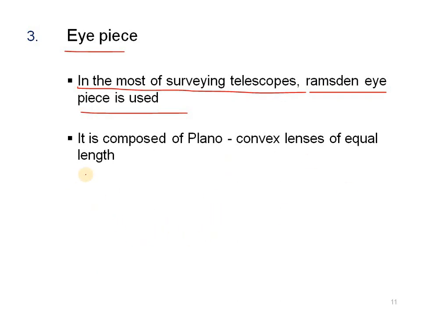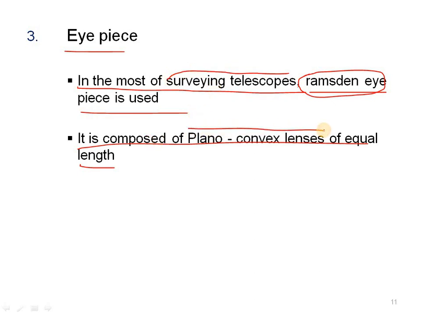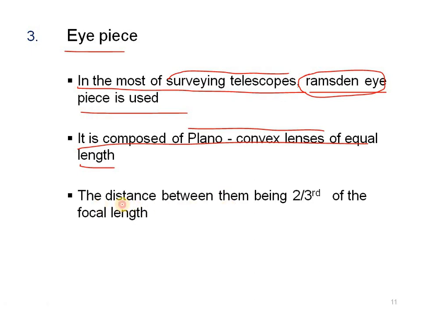it is composed of plano-convex lenses of equal length. So we are using to see the eyepiece, that is named Ramsden. Remember this name, the Ramsden eyepiece is used for nowadays all surveying telescopes, and it is also called plano-convex lenses. So it is the glass which is made with plano-convex lenses, and the distance between them is 2/3 of the focal length.